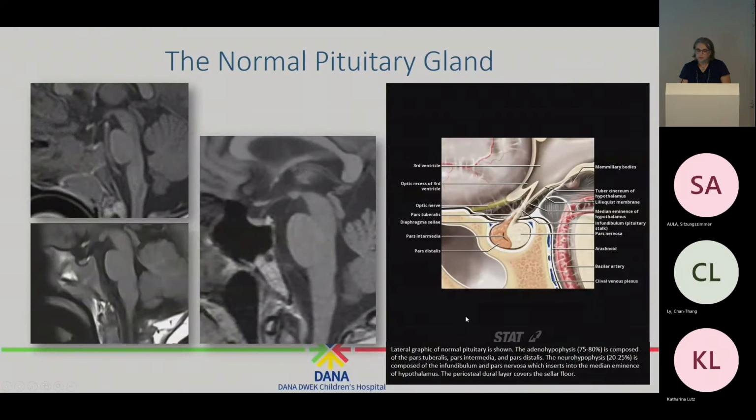So when we talk about the normal pituitary gland, we saw beautifully the anatomy, and what is very nice is we can see it so well on the MRI study. We can differentiate very nicely between the anterior pituitary gland, the adenohypophysis, and the high T1 signal neurohypophysis.